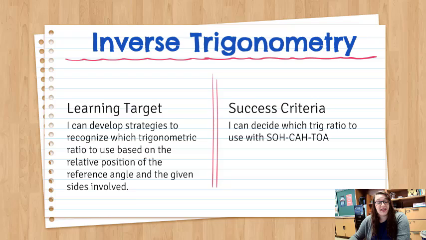Today we're going to do our last section of trigonometry, which is solving inverse. So what I mean by that is we're able to solve for all of our sides, but we haven't yet solved for angles. That's what we're going to do with inverse trigonometry.